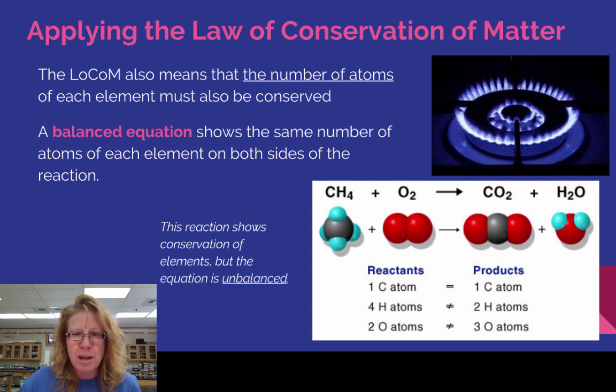So for example, this one I've got a picture of here is the combustion of methane, which is basically natural gas. So if I have CH4, which is methane, and oxygen gas, I know I'm going to be producing two things, which are carbon dioxide and H2O. So we've got our reactants over here on the left, and we have our products over here on the right. You can see our arrow in the middle that shows our direction of reaction.